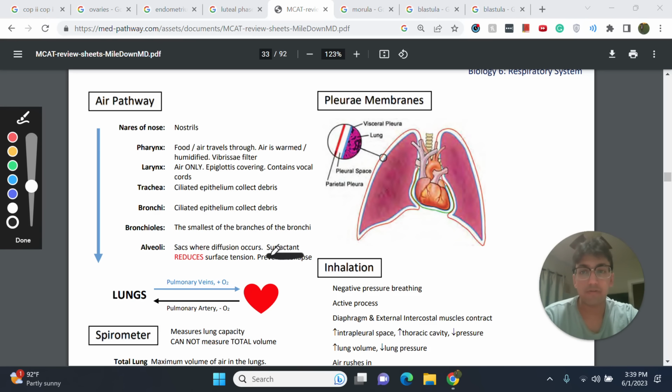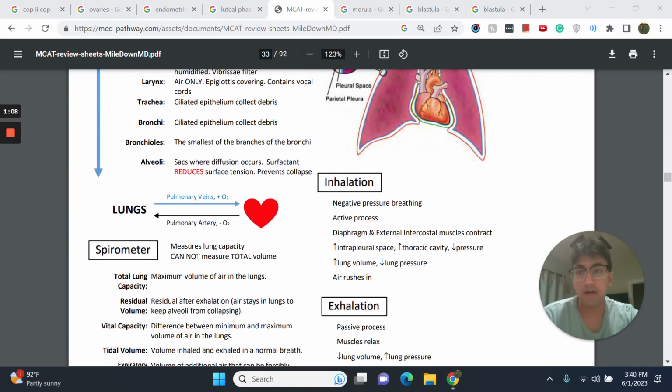Surfactant is something that's responsible for reducing surface tension, and so surfactant is really important in preventing your sacs, your alveoli, from collapsing. And in med school, you'll learn about some diseases like neonatal respiratory distress syndrome, where there's not enough surfactant, and so these babies are born with too much surface tension, and so there's collapse of their alveoli.